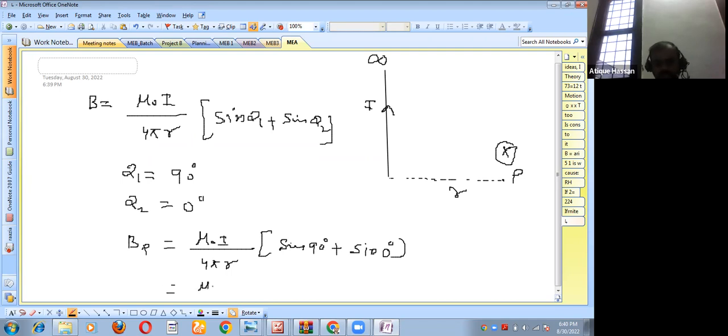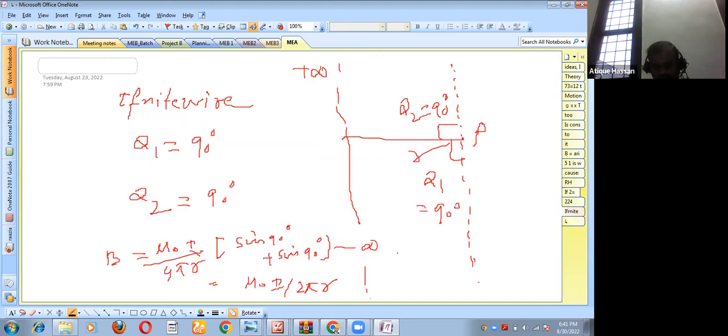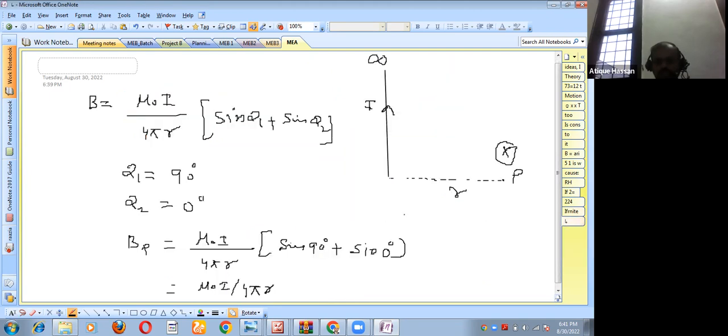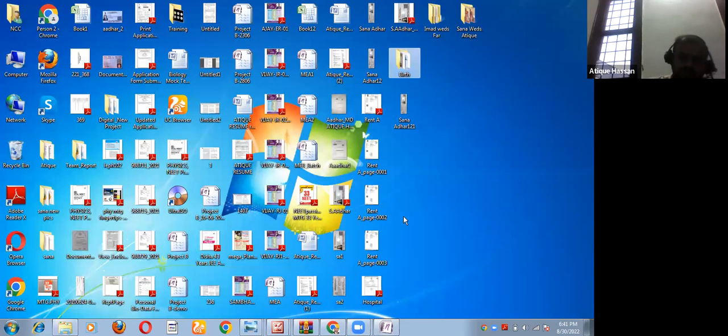So we will get the value of field as mu naught I by 4 pi r. If you compare with the previous result, it is just half of that. For wire in both directions, the field was mu naught I by 2 pi r. But if the wire is only in one direction, half of the wire, magnetic field also becomes half. Got it? So using this, we can find magnetic field due to a number of cases by finding the values of theta 1 and theta 2. Understood?